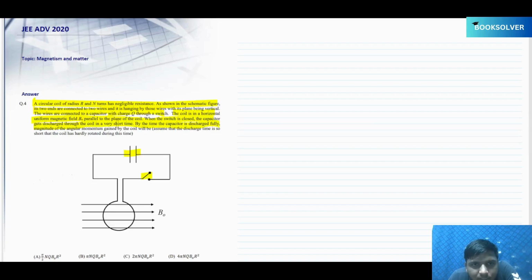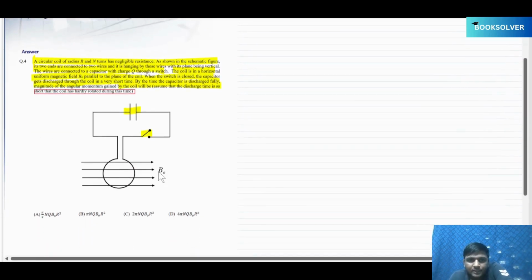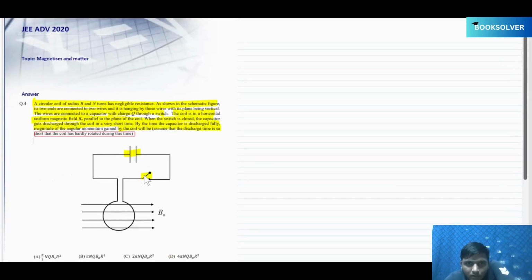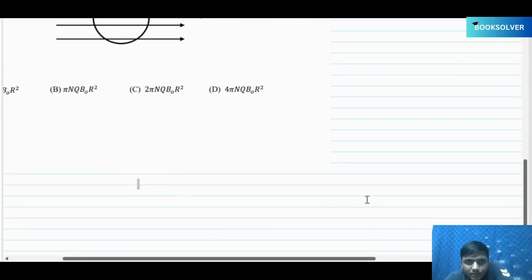By the time the capacitor is discharged fully, the magnitude of angular momentum gained by the coil will be, as if the discharge time is so short that the coil has hardly rotated. Okay, so the last line is very important because it is the only assumption we have to take in this question: a very short time, so that we do not have to mind the change in angle and all. Okay, so let's write the formulas and the concepts to use in this question.